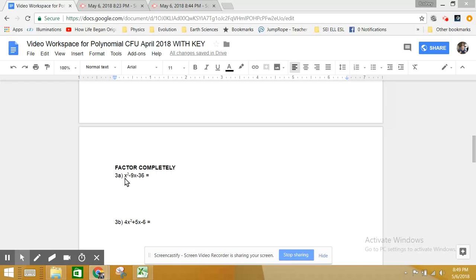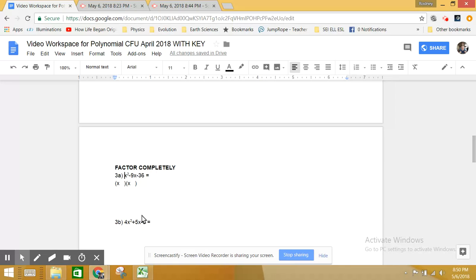So the first one is a more simple trinomial. It's a quadratic trinomial, and my lead coefficient is 1, so life is going to be a little easier for this one. My goal here is to get two binomials that are multiplied times each other. My binomials are each going to start with an x, and they're going to be plus or minus something. To find that something, I'm going to try to find two factors of negative 36 that add up to negative 9. That's how we're going to do this.